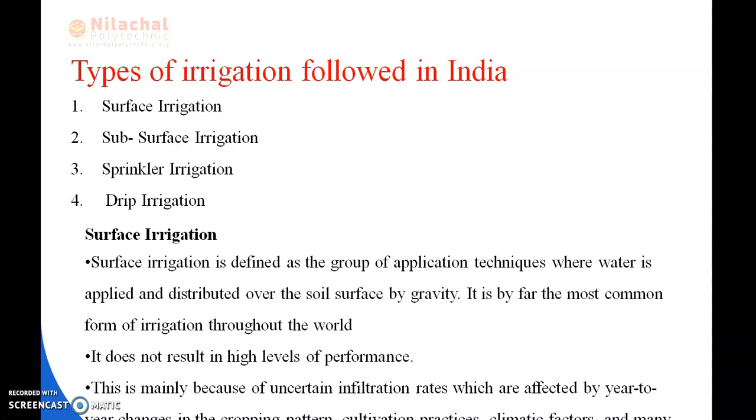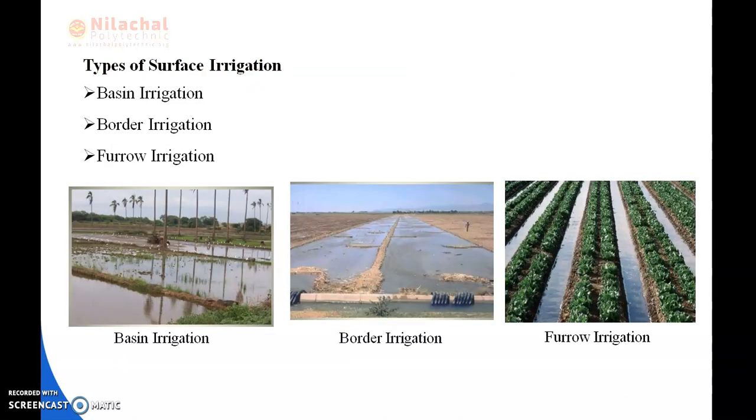So it is mainly done in the result that is in the high levels of performance, and this is mainly because of uncertain infiltration rates which are affected by year to year changes in the cropping pattern. So there are three types of surface irrigation: first is basin irrigation, border irrigation, and furrow irrigation. You can see the images here.